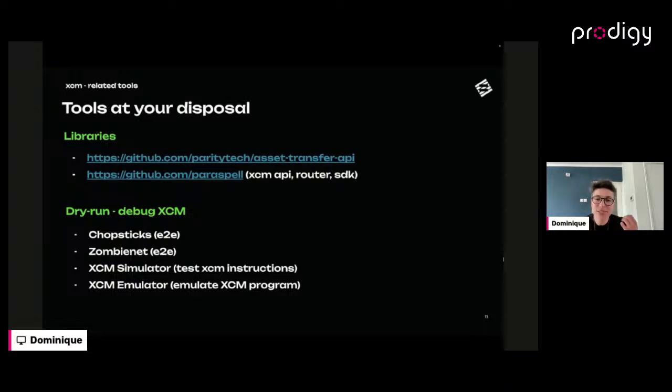So let's say you get started with XCM and you run into issues, something doesn't work as expected, you don't get the results you're expecting. You can debug. There are tools to debug your XCM messages. And I put Chopsticks up there because it's a really good tool. You can test end-to-end your XCM messages from source chain to destination chain, and it's quite good.